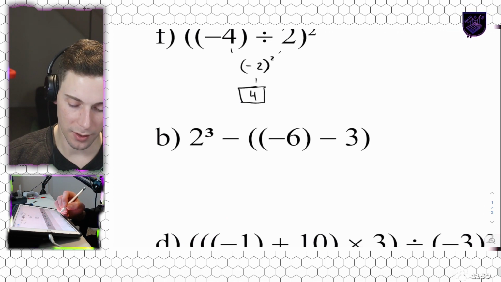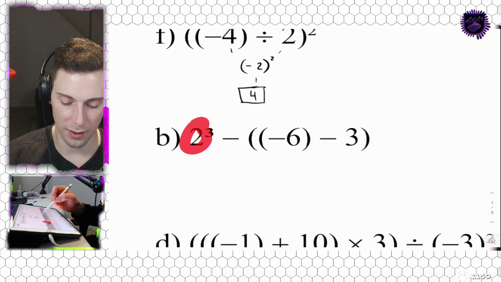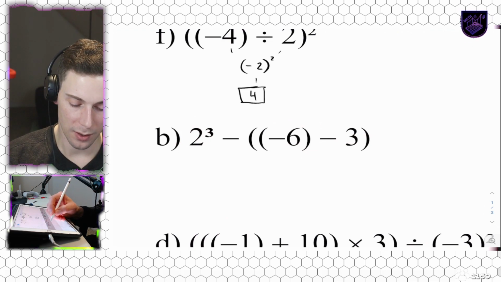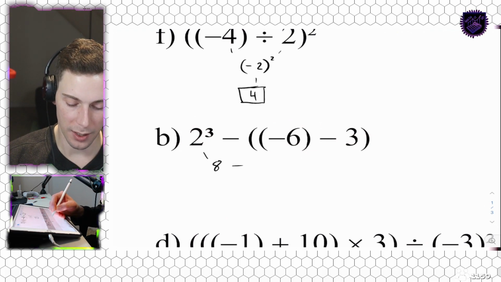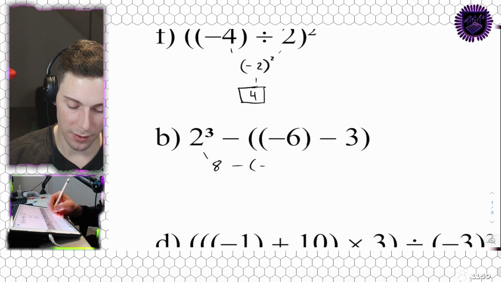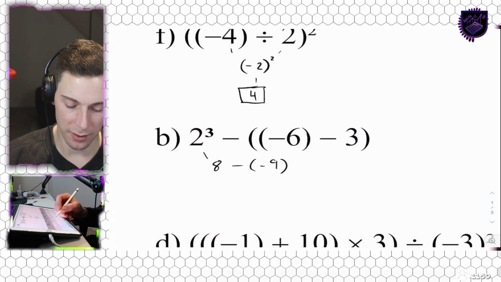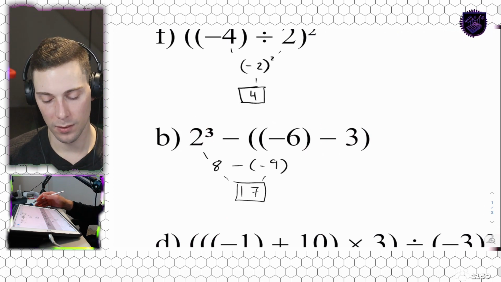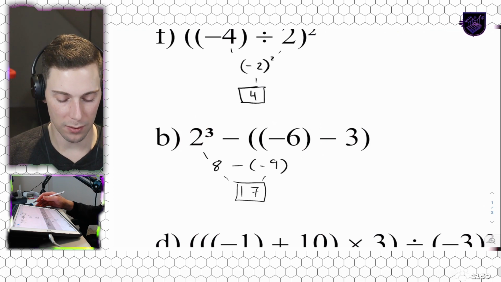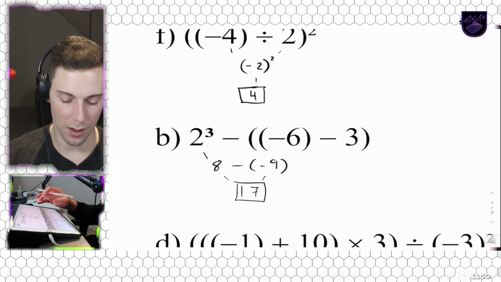Two cubed. Once again, I'm going to do both of these at the same time here, in one step. That's going to be 8 minus -6 minus 3, so minus -9. So this is going to be positive 17. -6 minus 3, 8. Yeah, okay.